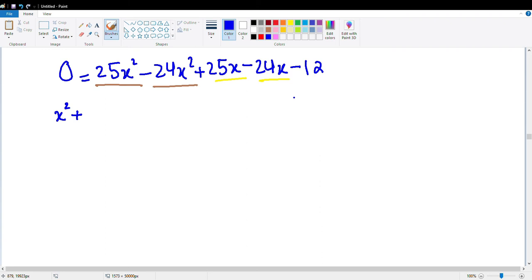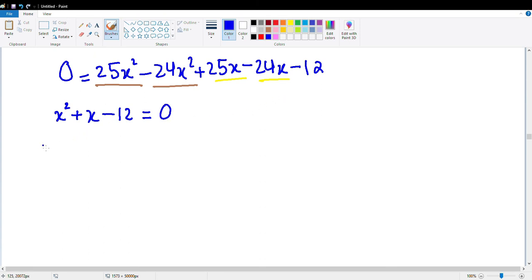Why I wrote the plus is because you can see that 24 minus 20. Actually, let's say 25 minus 24. That's the thing. 25 minus 24 is 1. So we get positive 1. And we have minus 12 equals 0.